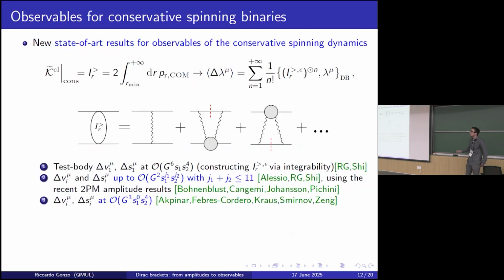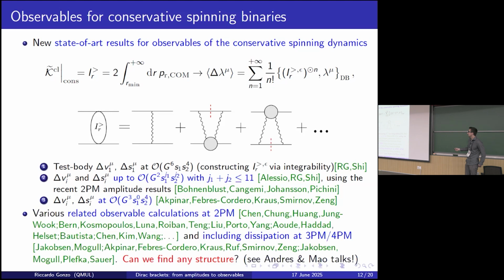Using this formula for the conservative case, you can get new results for the spin kick and test body impulse at 6PM, but the test body limits like S1, S2 to the 4. Some other results at 2PM that we used recently for some work of Paolo, Lucille, and Enric and Lara. And then there are also some new results at 3PM by Mao and Doan. And there are various related observables, including dissipation.